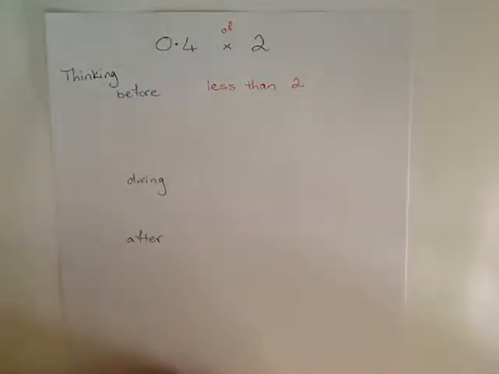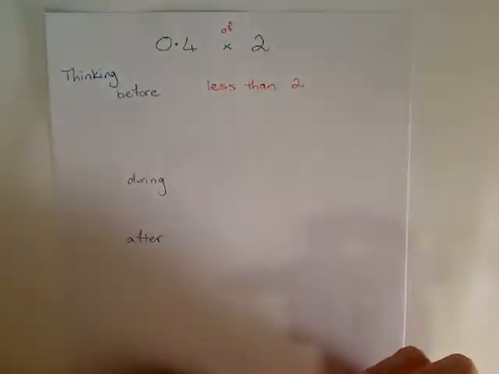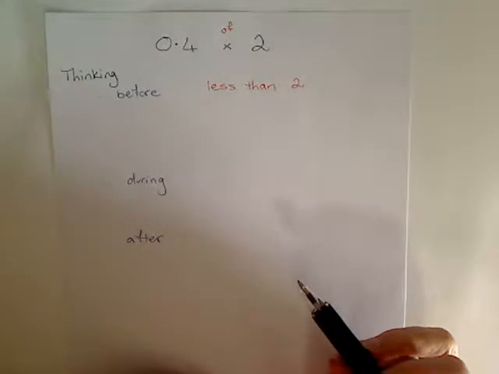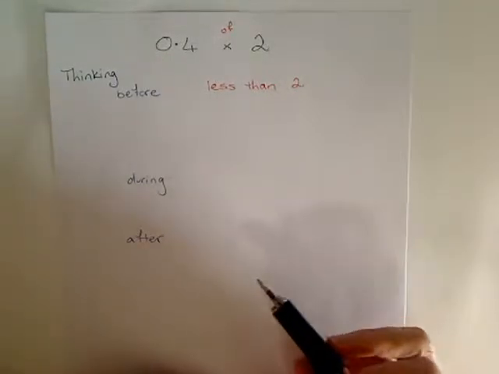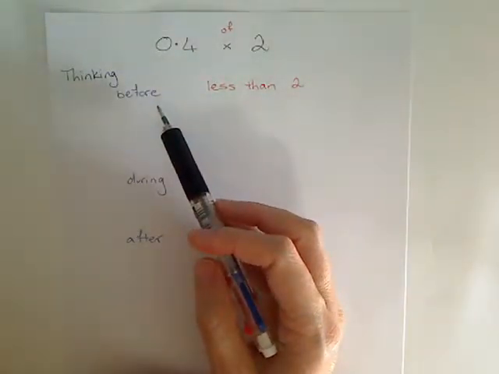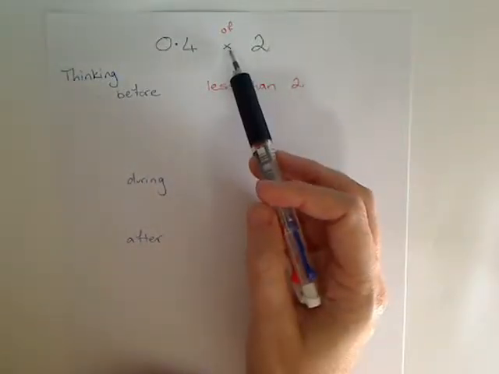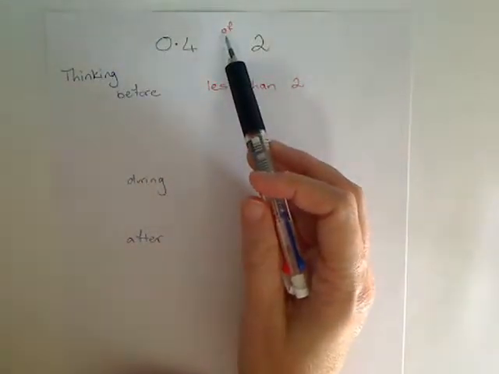Okay, before we start multiplying and getting a precise answer, we just want a general idea of what our multiplication with decimals will give us. That helps us know if we're doing a good job later on. So our thinking before is to estimate the answer. And a good way of going is to think of that multiplication symbol as the word of.